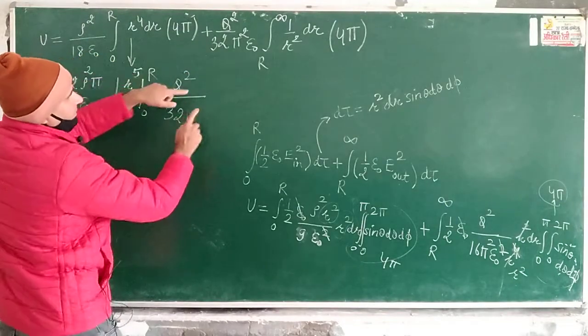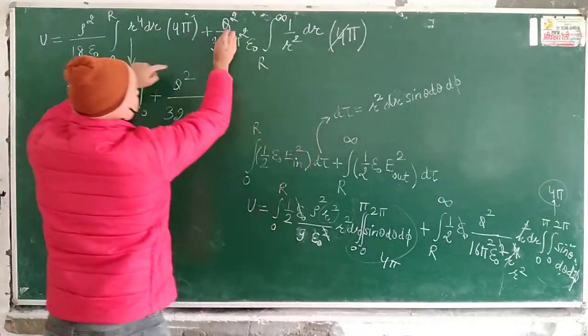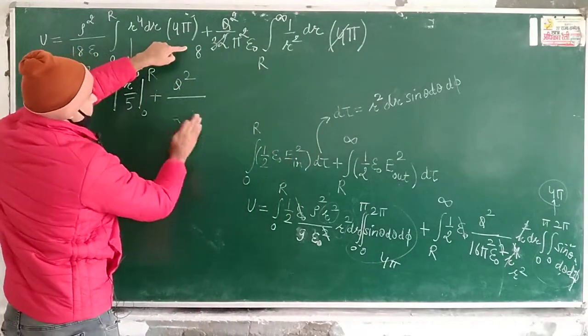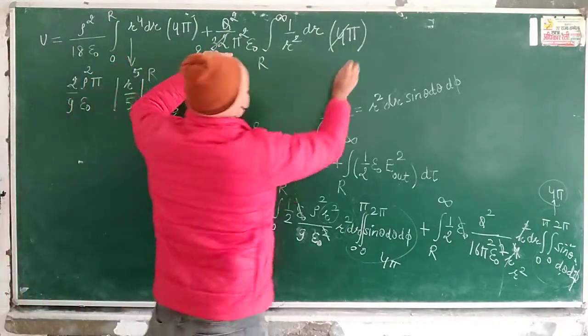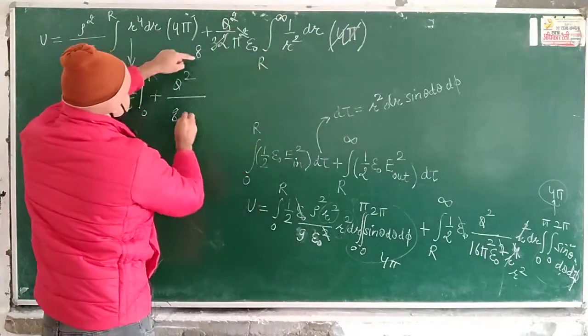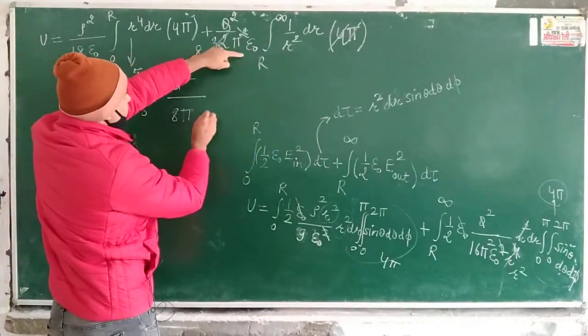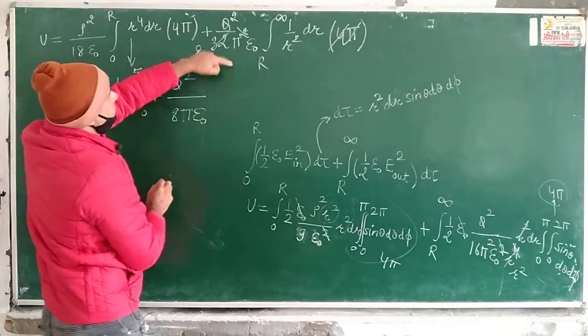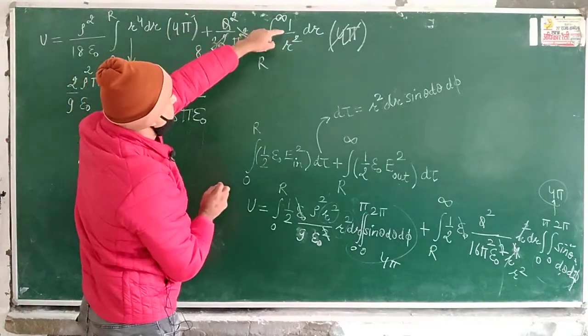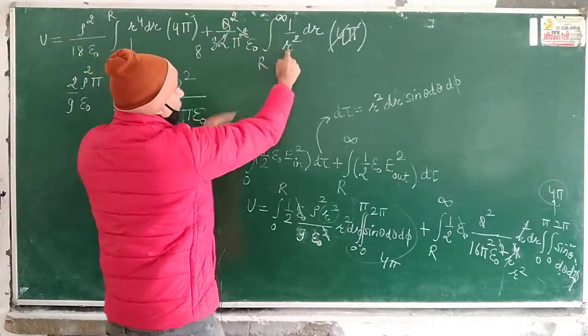then you have, you see here, this is 4, so you will get 8 here, okay, and here you have pi, so 1 pi will cancel here, and then you have epsilon node, okay, this is the total charge, and then integration of 1 by r square.